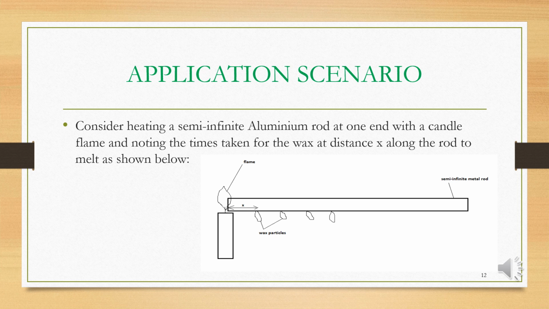Now we ask, what is the application scenario of all the work we've done? The application scenario involves heating a semi-infinite metal rod, a candle-heated aluminum rod, with a candle flame at one end, and noting the time taken for the wax placed at distances x from the hot end to melt. Since the candle flame has a flux, we can use the calculations above to predict how heat will be conducted along the metal rod.